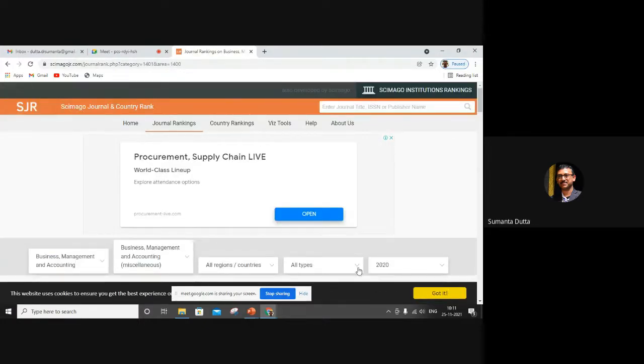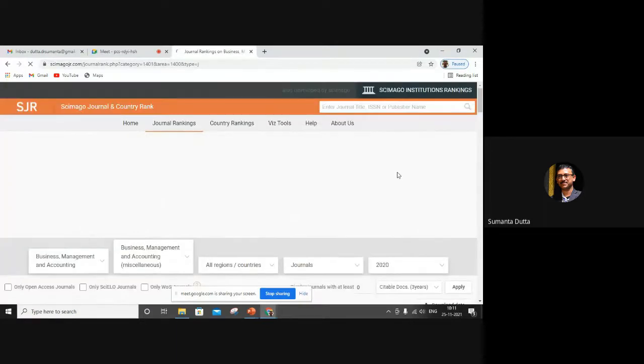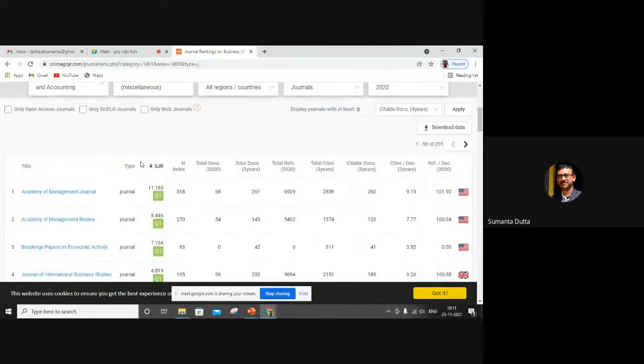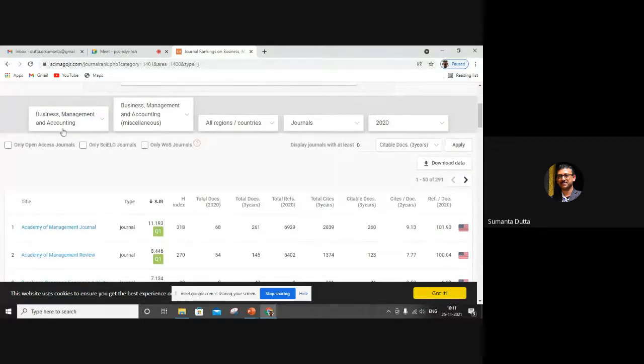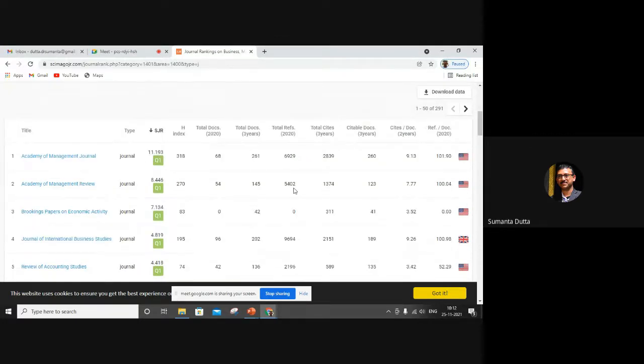What am I looking for? I am looking for journals only. So let's see. We are getting so many journals. We have written business management accounting. I have not mentioned any region because I want to see any listed journal in the database which is recognized as of high importance, or what their status is as far as the Scopus ranking is concerned: quartile 1, quartile 4, quartile 3, which one, and which country it is publishing from. For example, in the database that I am showing you, Academy of Management Journal is a quartile 1 journal published from the United States.